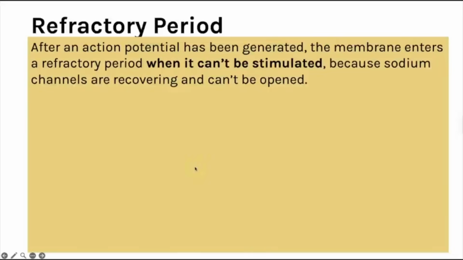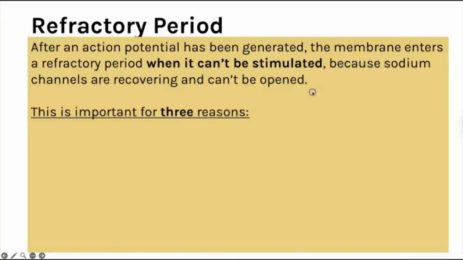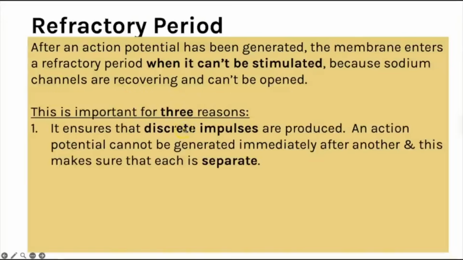The refractory period: after the action potential has been generated, the membrane enters this refractory period, which is when it cannot be stimulated to go through another action potential. And it's because the sodium ion channels are recovering and can't be opened. So that should say ions there, sodium ion channels. Now this is important because it ensures that discrete or separate impulses are produced.